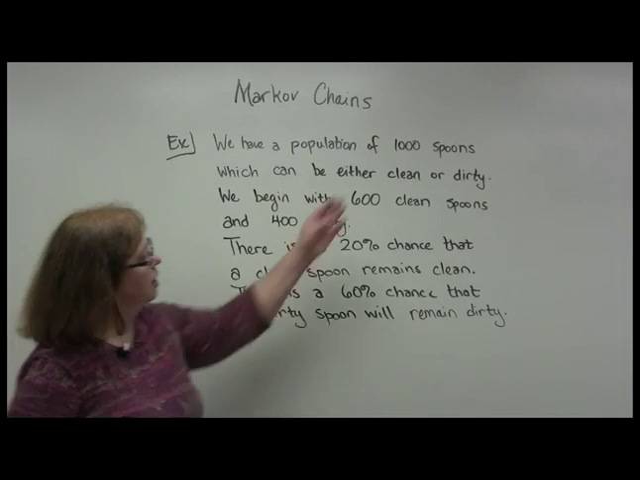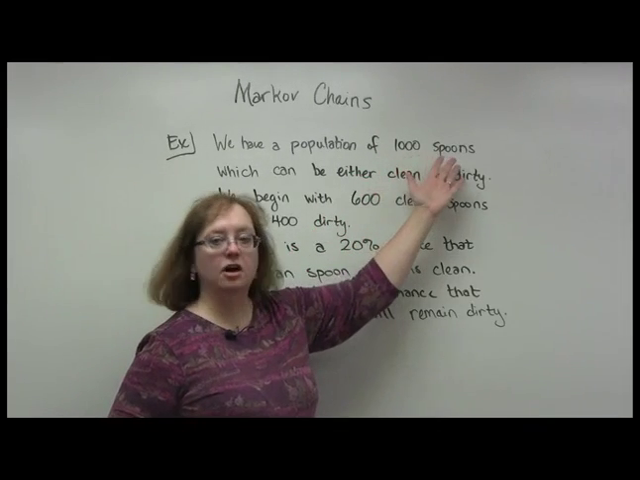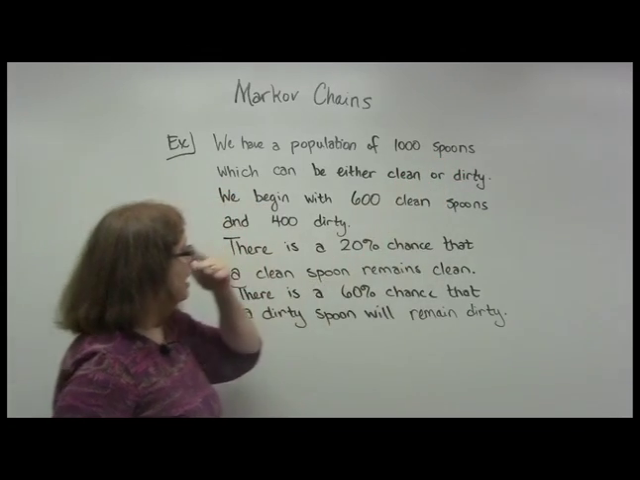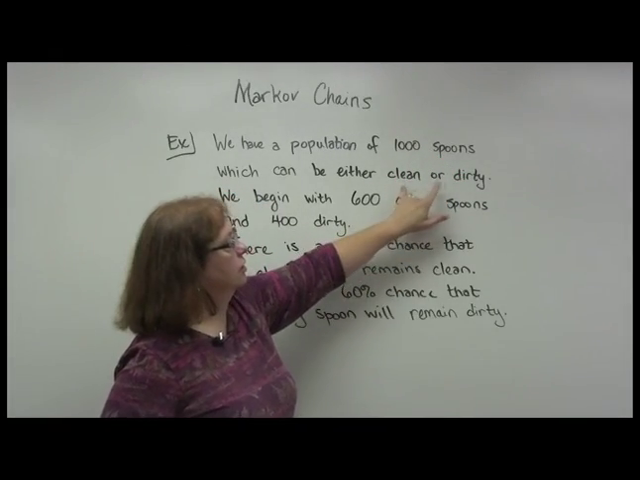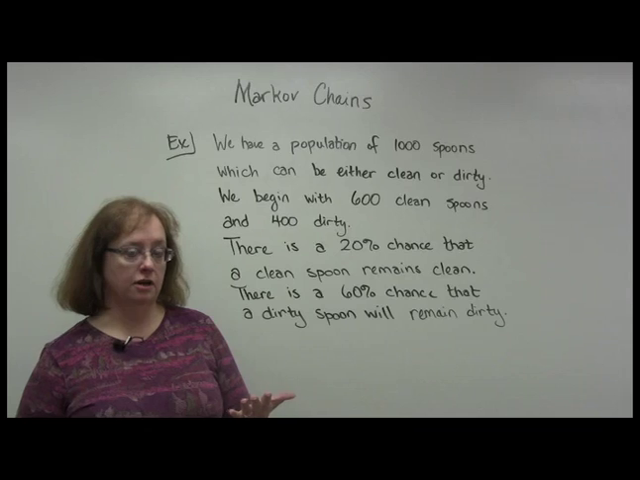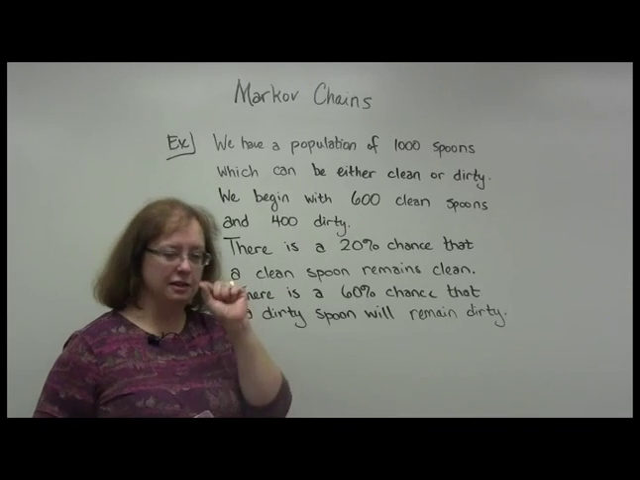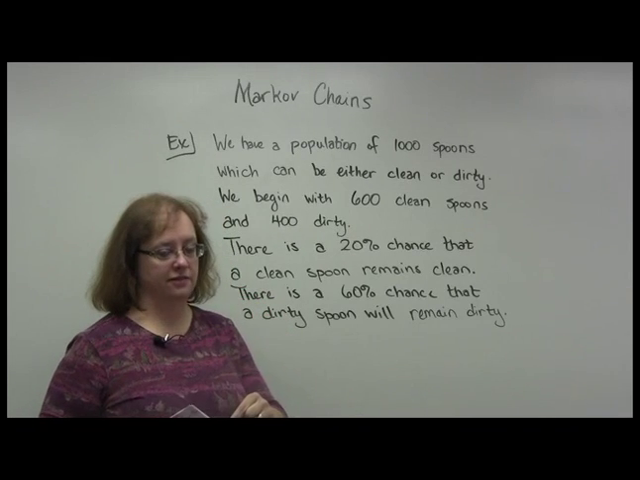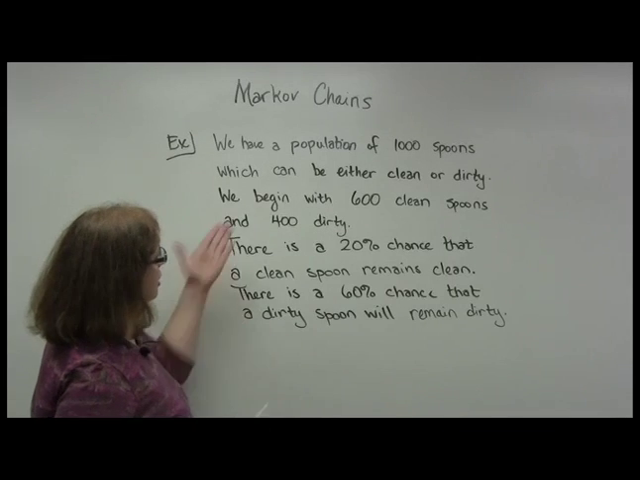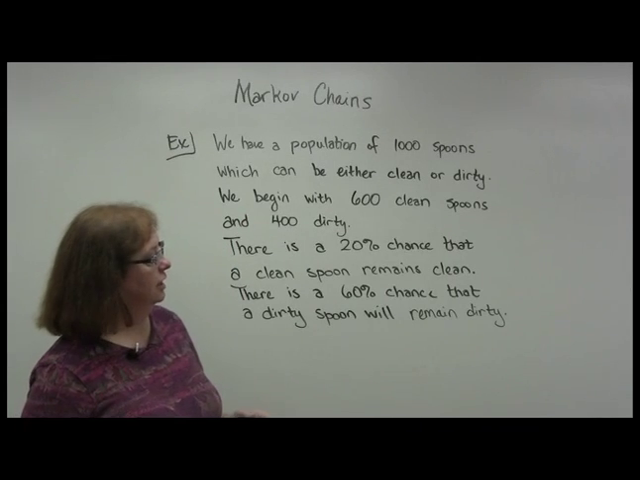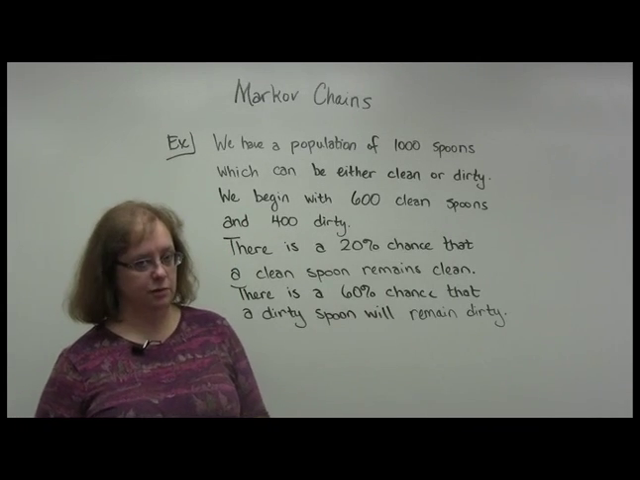So I'm going to keep this population of 1,000 spoons. That's going to be constant throughout this problem. And their two states are either clean or dirty. A spoon is going to either be clean or dirty. If it even has a little teeny speck on it, we're going to classify it as dirty. So we're going to begin with 600 clean spoons and 400 dirty spoons.